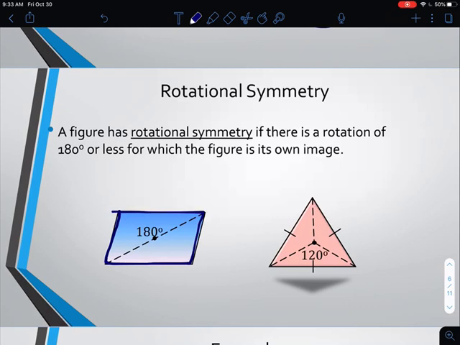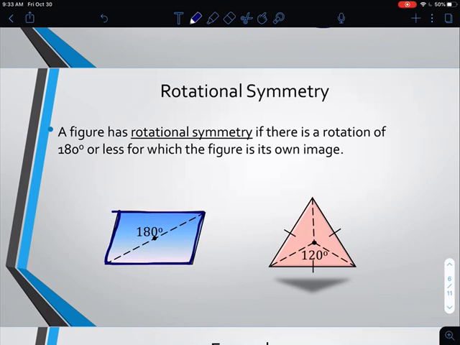when I look at this parallelogram, what you're going to do is put your pen or pencil right in the middle of the parallelogram. So you're going to put a point right in the middle there, and you're just going to hold your pen or pencil right in that spot. And then you're going to slowly start to rotate your page. So you just start spinning it in a circle.